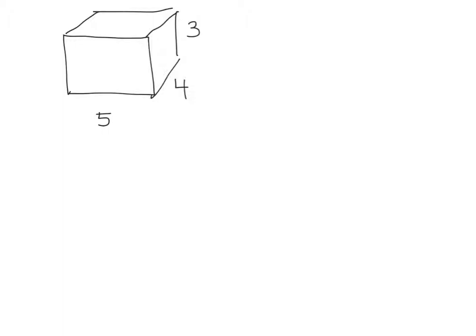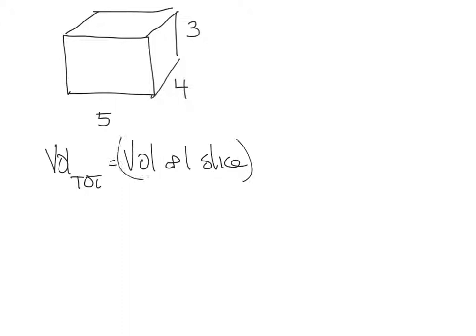The idea for any of these prisms is that if you can slice it so every slice is the same, and you can find the volume of one slice and how many slices you have, then you'll know that the total volume is the volume of one slice times the number of those sized slices you have.